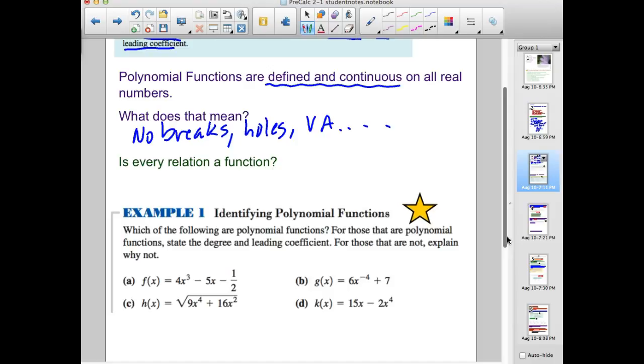Is every relation a function? In other words, if I gave you any table of values, would it always be a function? What's our test for functions? Vertical line test. Does every graph, every set of points pass a vertical line test? No.